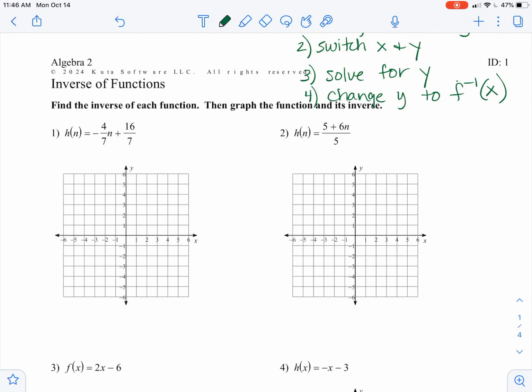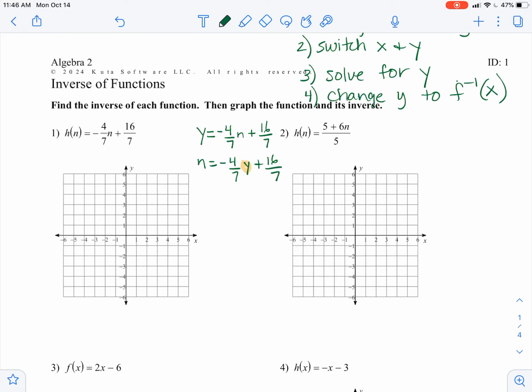So number 1, in this case, it's h of x, so we're still going to change it to y equals negative 4/7 n plus 16/7. Now the next step says to switch the x and the y. Well, it's not x and y. In this case, it's n and y. Or if you want to change and put an x for the n, you can do that. So we're going to switch. N equals a negative 4/7 y plus 16/7. And then the next step says to solve for the y now. So now we're going to take this and we're going to solve for the y.